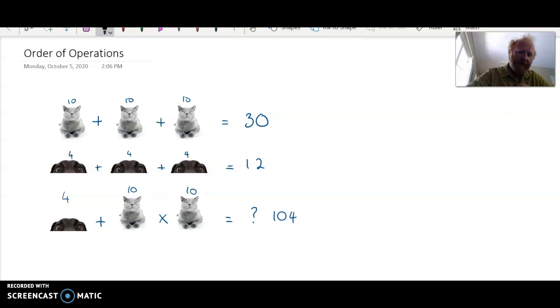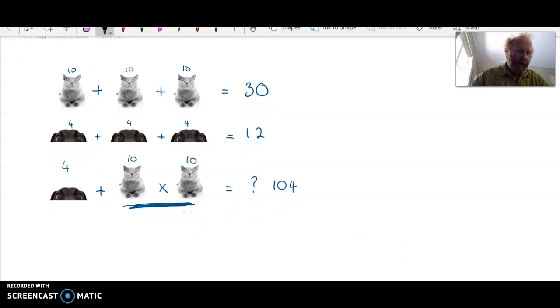Why is the answer 104 and not what some people will say, which is 4 times 10 is 40, plus 10, 50? Why is it 104 and not 140? Well, it's because you have to do this bit first if you're doing your maths properly. The rest of this question is actually about algebra. We'll talk about that later.